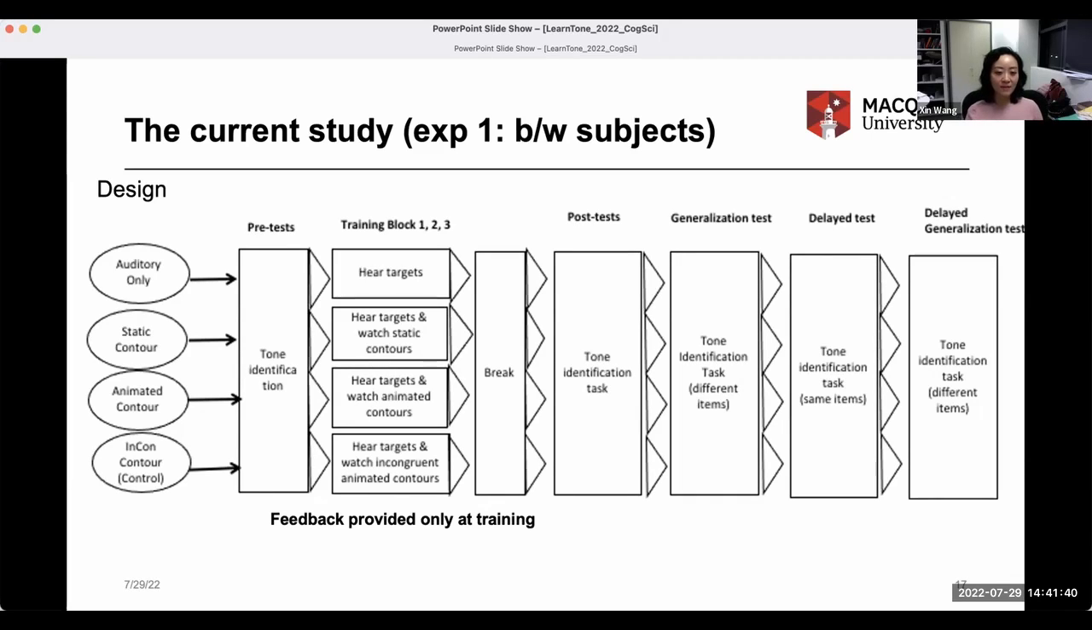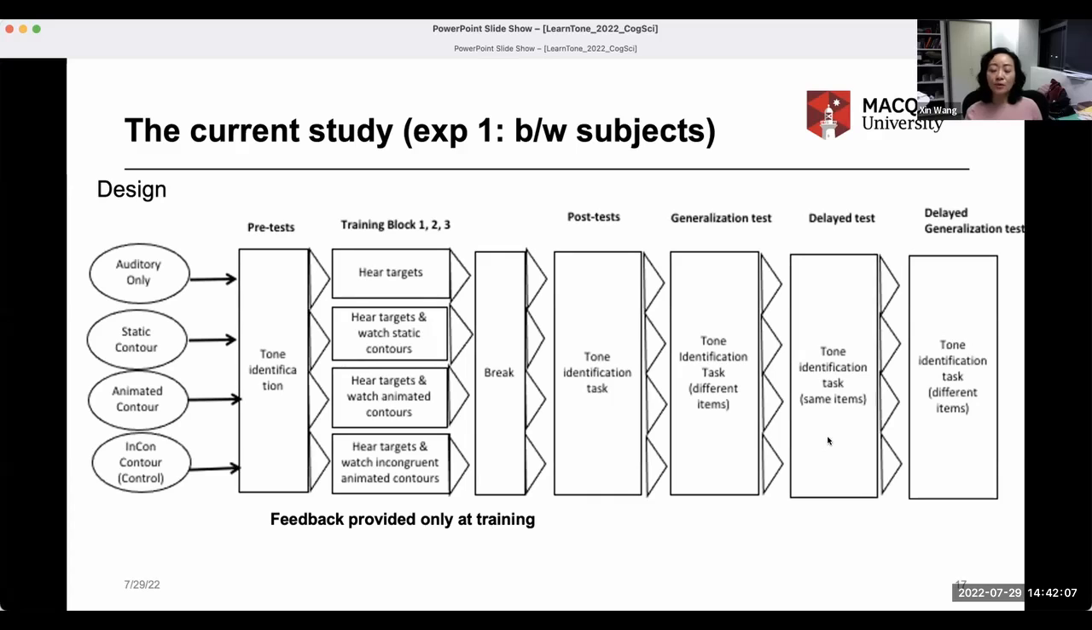Each token, we gave them 6 exposures across 3 training blocks. And after a short break, they were tested with the same tokens, obviously without feedback. So that's the post-test. And then we gave them a generalization test, in which they were tested with new, different tokens in the same task.